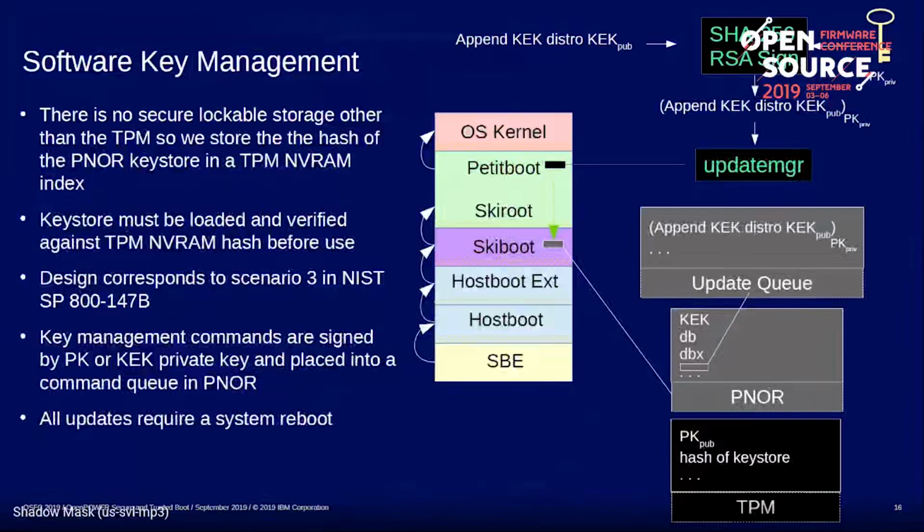Since we don't have lockable flash, we store a hash of the key store in a TPM NVRAM index, and we can update that in the skiboot layer here, and then write a random password on it, throw the password away, and lock it away from the higher layers. So we can do all of our processing and then prevent operating systems and bootloaders from touching it.